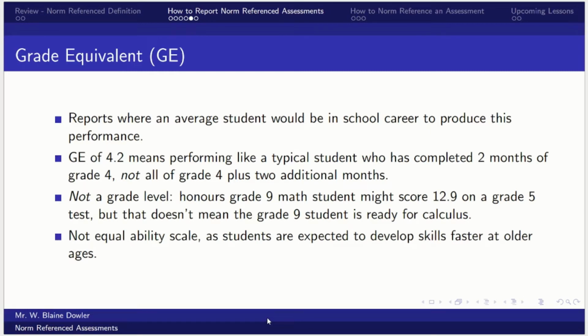It's also not an equal ability scale. Students are expected to develop skills faster at older ages. So the amount of content you learn to move from 4.2 to 4.3 is not as much content as you need to learn to move from 12.2 to 12.3. 13.0 is typically the top of the scale, marking high school graduation.